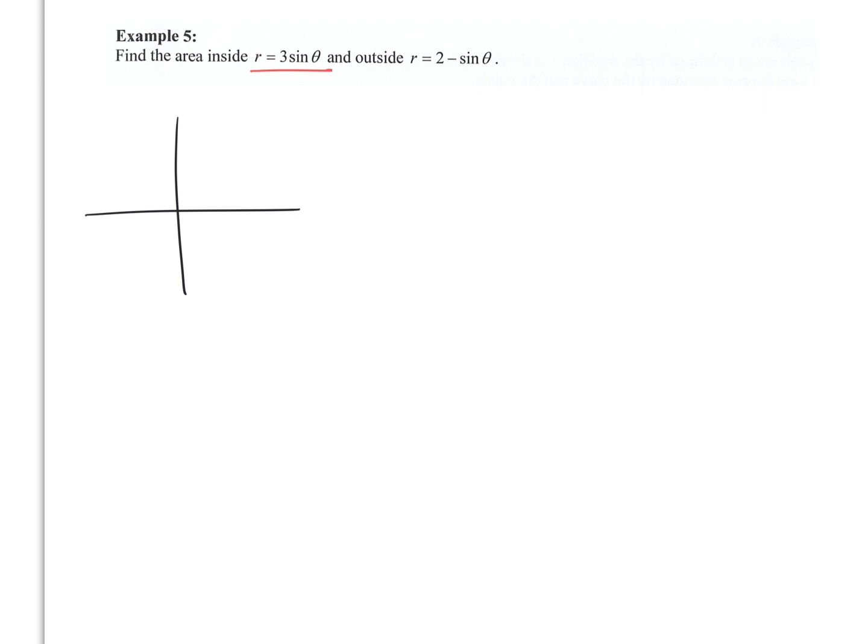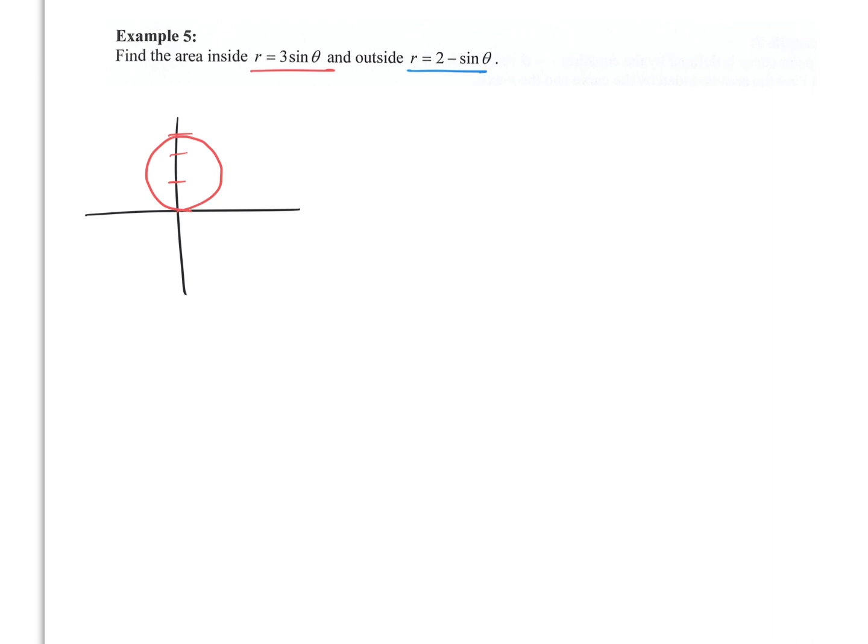That's a circle. What do we know about that circle? The diameter is 3. And which way is it going? It is going up. All right. And so we have a circle going up. And then it says it's outside r equals 2 minus sine theta.